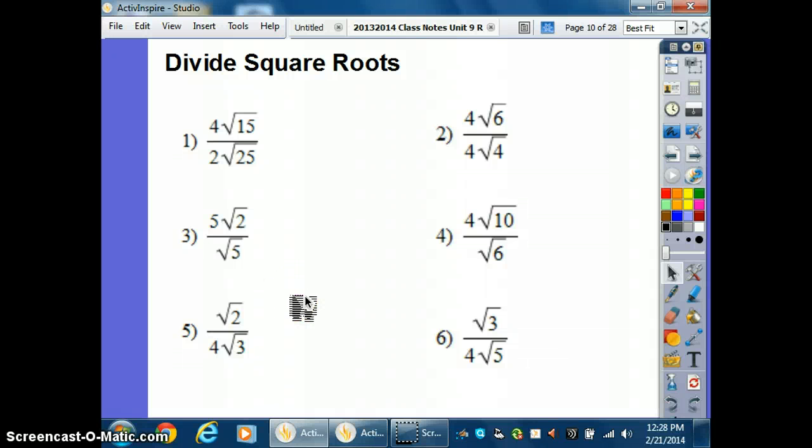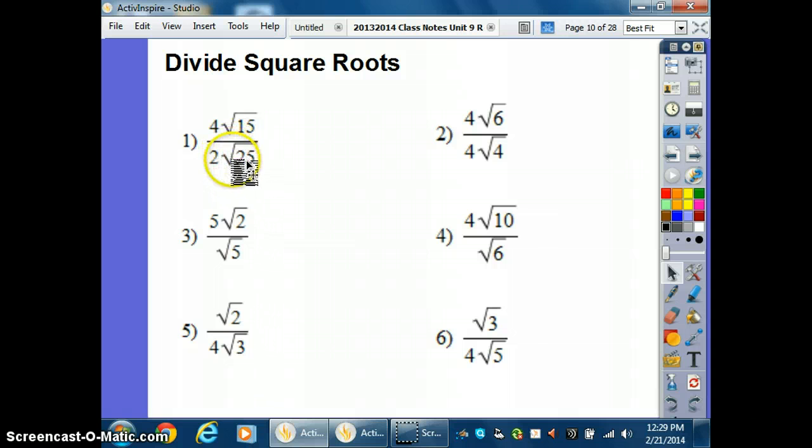Hi, this is Mrs. Secor, and if you could find this page in your notebook, we're going to do 2 pages today. We've been simplifying our radicals, and we've been multiplying our radicals, and now we're going to divide them. You're not allowed to have a radical in the denominator.